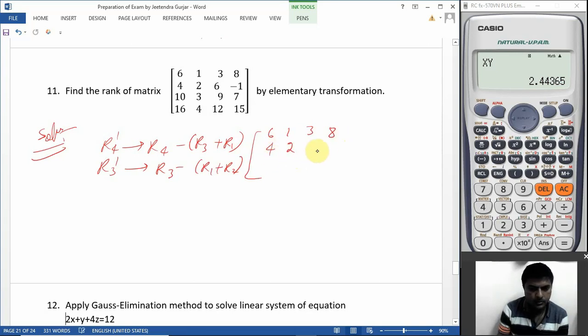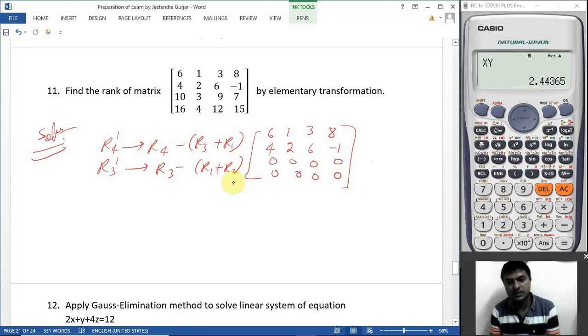I thought that the first row is not 0, and the second row I cannot make 0 further. This is 0, third is 0, fourth is 0. Therefore, the rank of the matrix is 2, students. If you get this answer correctly, you will get the full marks.